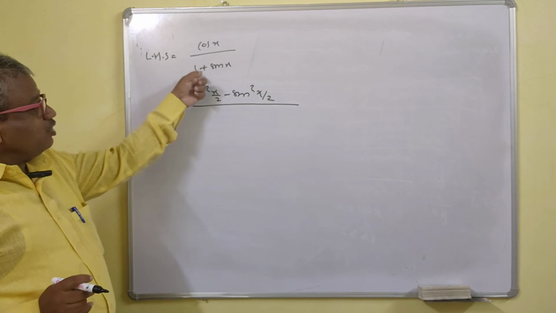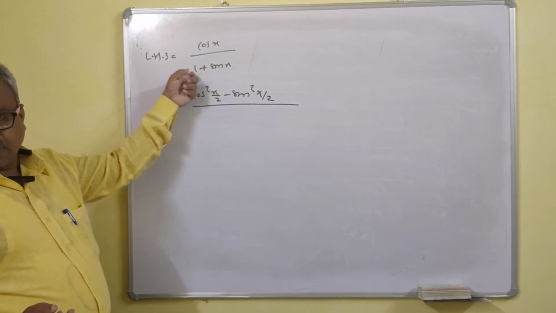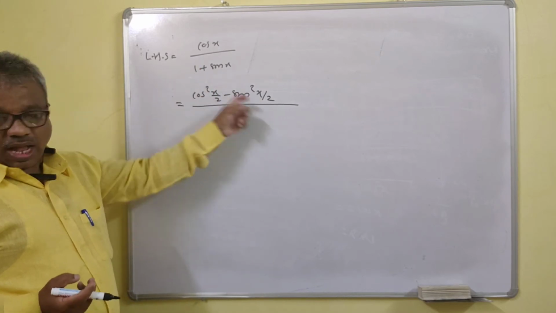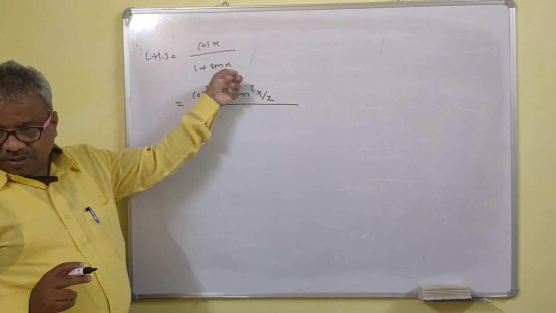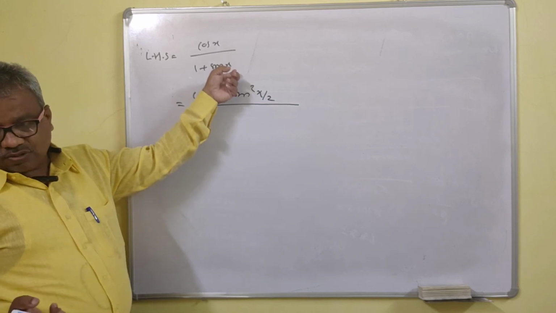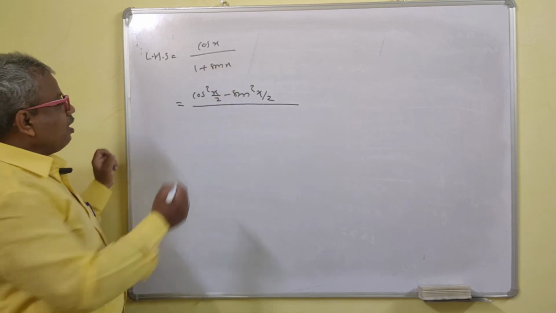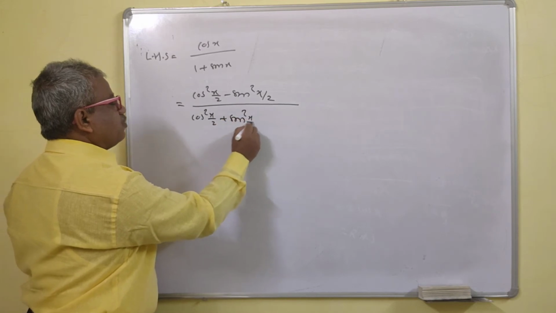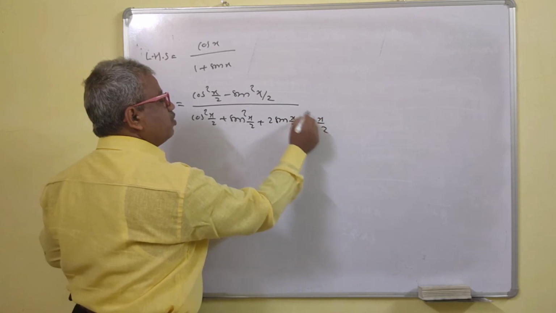Now how I can write this 1? 1 as what? Cos square x plus sin square x. But see, all the angles are half. So I will write this sin, see, this is sin twice x. But 2 is not there. So we can apply the formula for sin x, 2 sin x cos x. But sin x will be what then? 2 sin x by 2 cos x by 2. So I will write this as what? Cos square x by 2 plus sin square x by 2 plus 2 sin x by 2 cos x by 2.